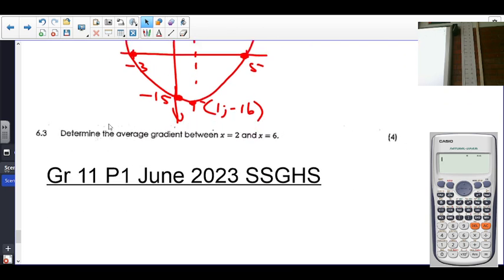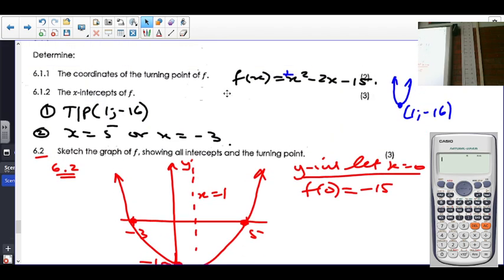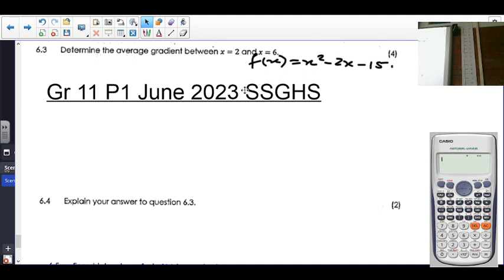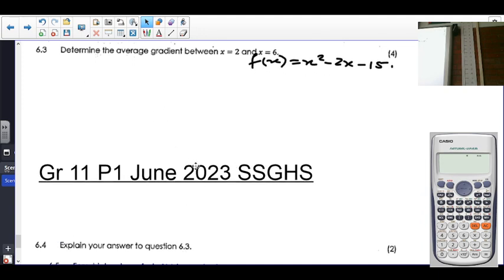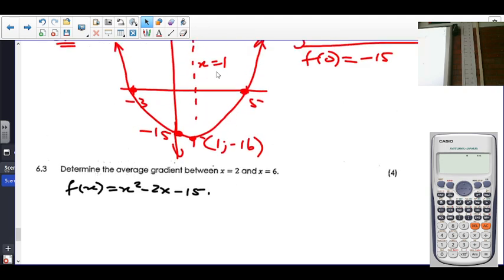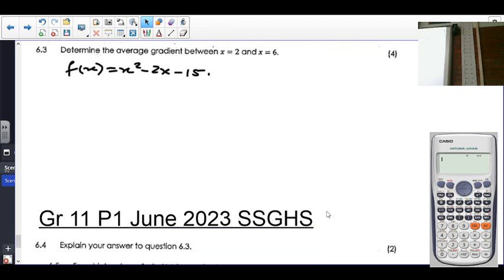In 6.3, the question says determine the average gradient. So for the average gradient, I need to know the formula. Then you need to know the average gradient between x is equal to 2 and x is equal to 6. Do we have a point of 2 here? No. So how do we work out the average gradient? Same as gradient twice.